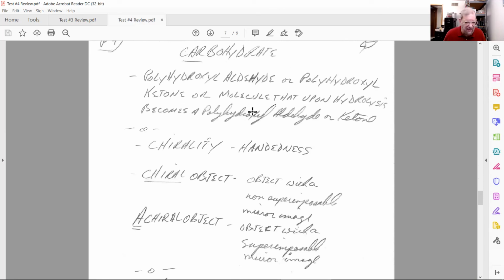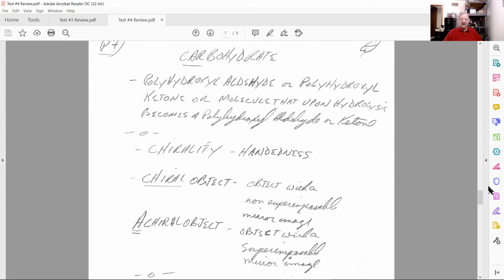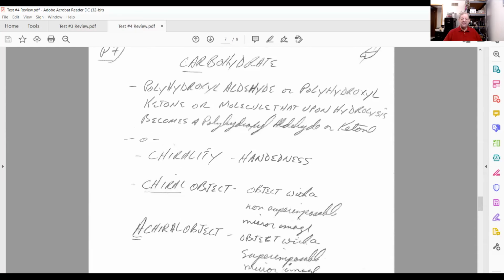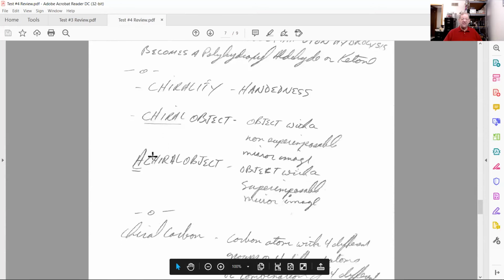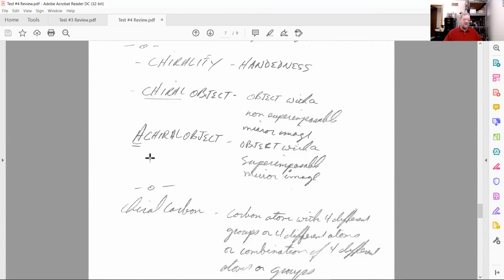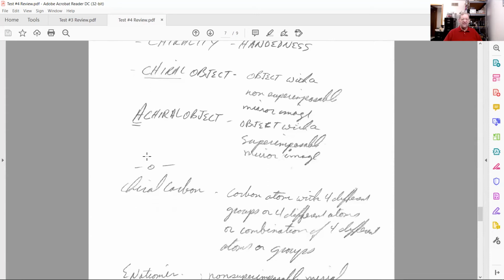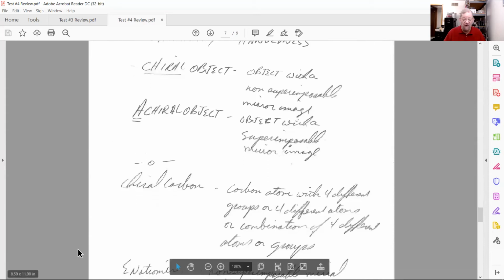Then we talked about carbohydrates, the definition of a carbohydrate. Then we shifted to chirality, which means handedness. We went through, and you did quite well on that. What's a chiral object? It's an object with a non-superimposable mirror image. And then you learned how to circle the chiral carbons in a molecule, and that's carbon atoms with 4 different groups, 4 different atoms, or a combination of 4 different atoms or groups.